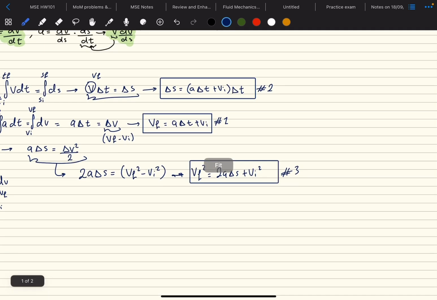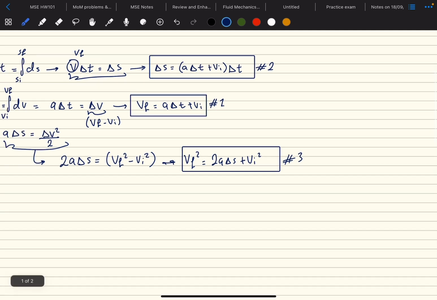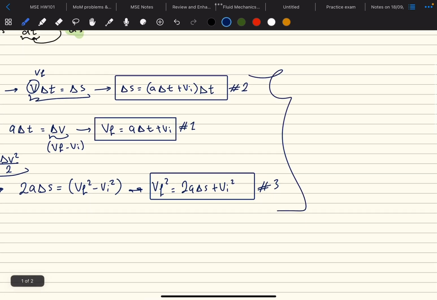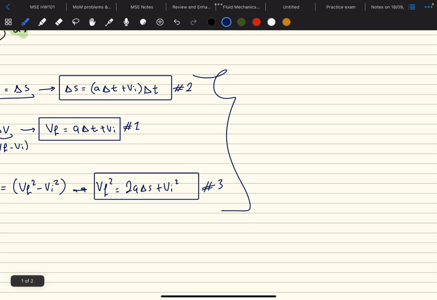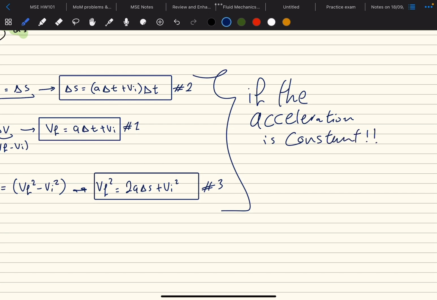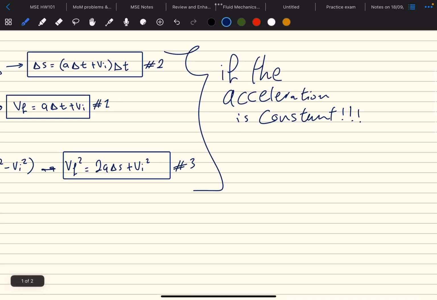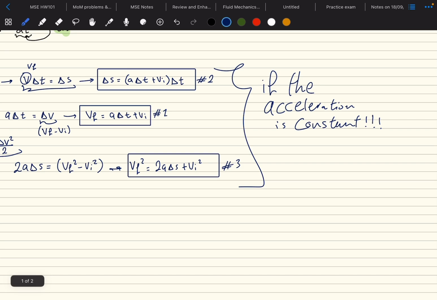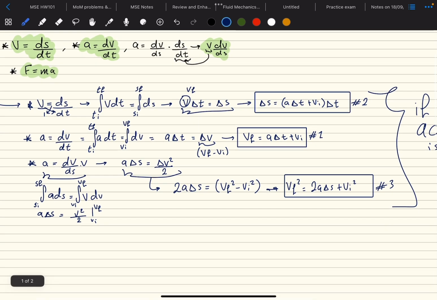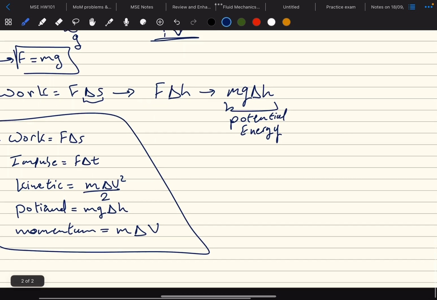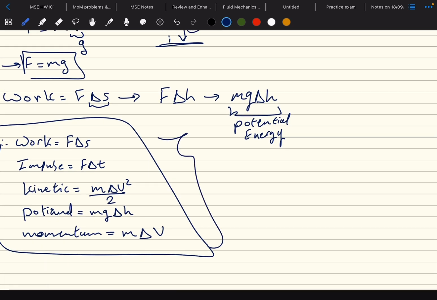And also for the kinematics equations. Now, the only restriction with these equations is that the acceleration is constant. So in some cases you can't always rely on the kinematics equations. All right. Now these equations are for linear motion.